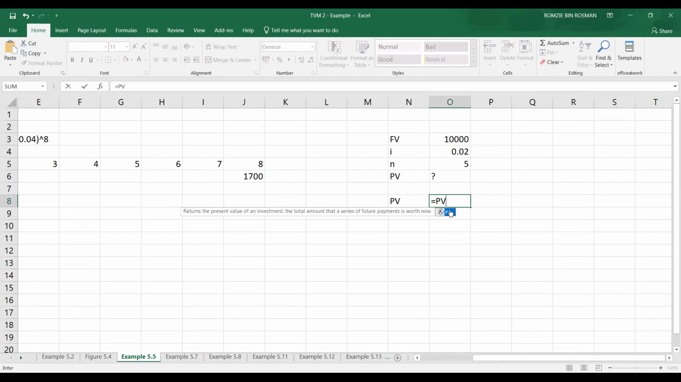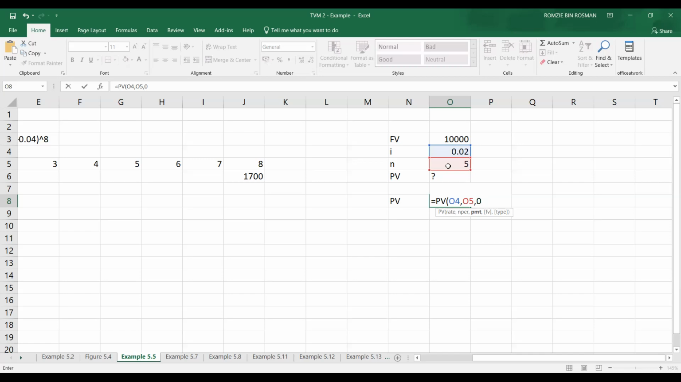Present value. What is your rate? This. Your N. Your PMT. What is your PMT here? Zero. We haven't learned PMT yet, so just put zero, or you don't have to put anything, which means zero. This PMT is annuity, if you have a series of payments. Now we have only a lump sum.